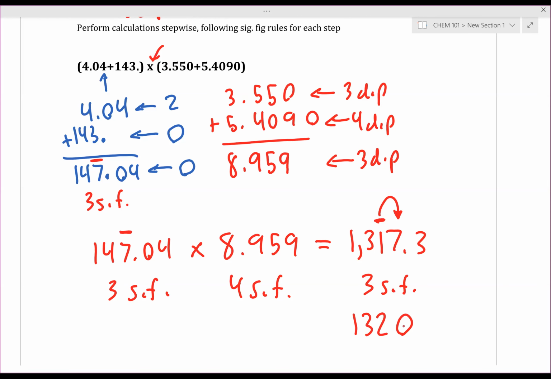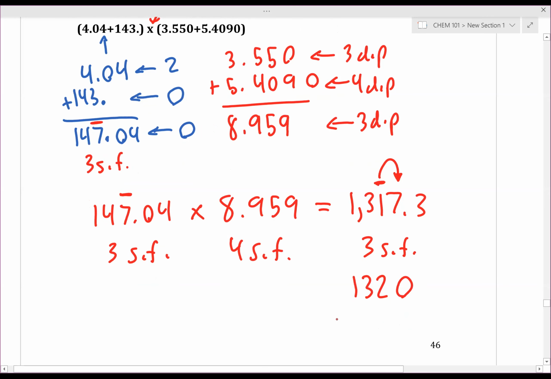Make sure you do not forget to include the placeholder 0. This isn't 100, it's 1,000. And the placeholder 0 is essentially saying this is a large number, but this 0 is not significant. Does that make sense? You could also use scientific notation. That's also perfectly valid. And let's show how we would do that. So that would be 1.32 times 10 to the third.